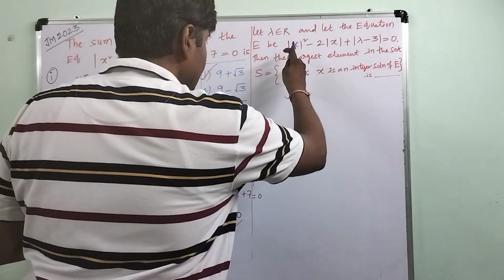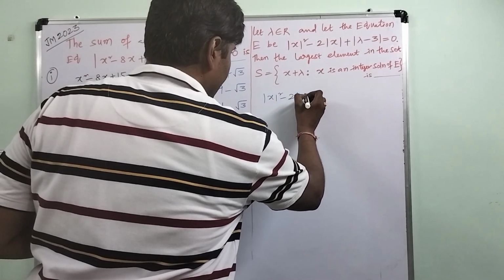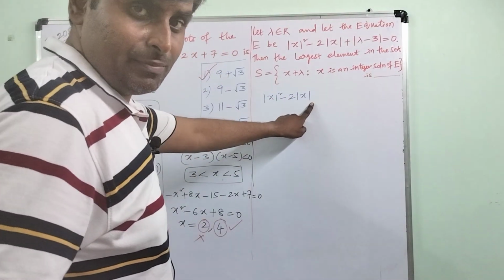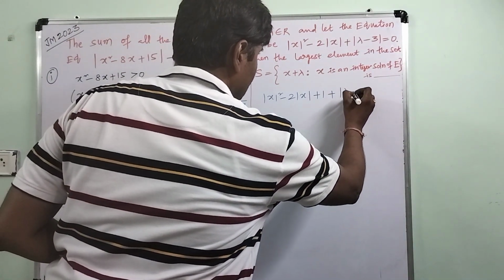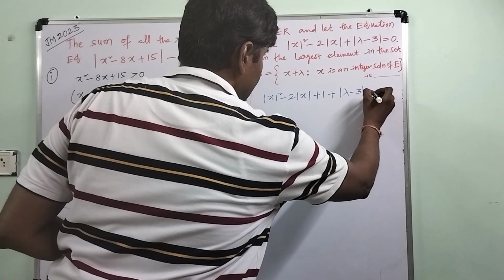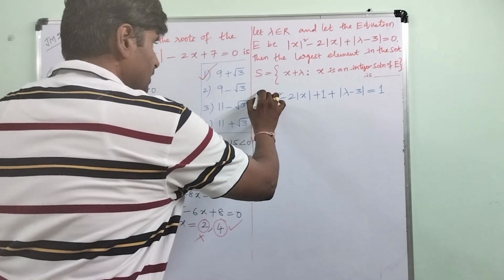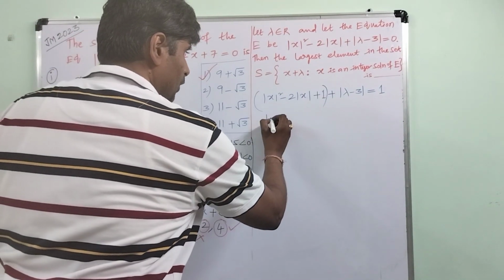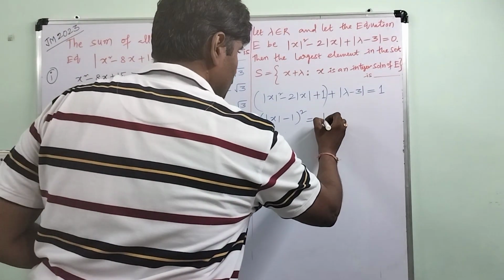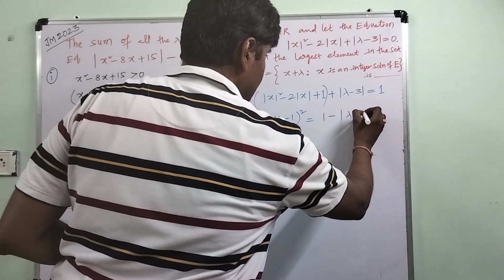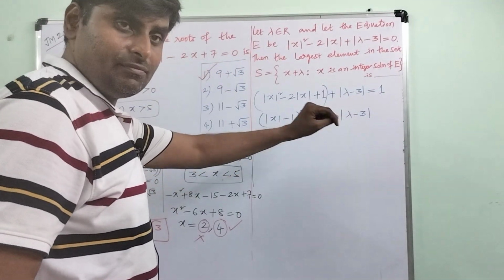Whenever we see mod x square minus 2 into mod x, we can add 1 to make it a perfect square. So modulus of lambda minus 3 is equal to 1. We are adding 1 on both sides, so this becomes modulus of x minus 1 whole square is equal to 1 minus modulus of lambda minus 3.